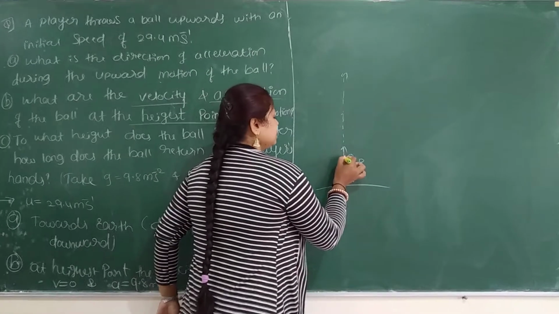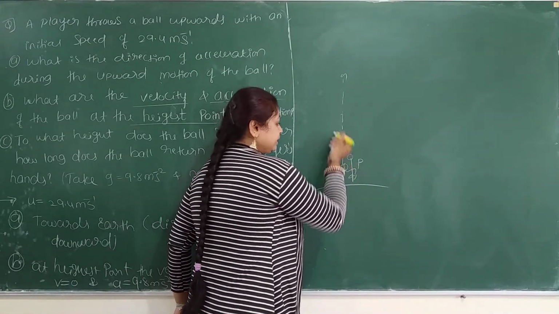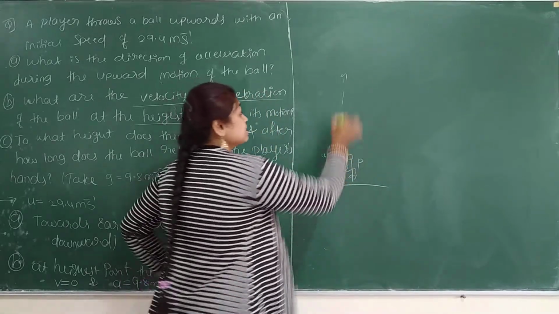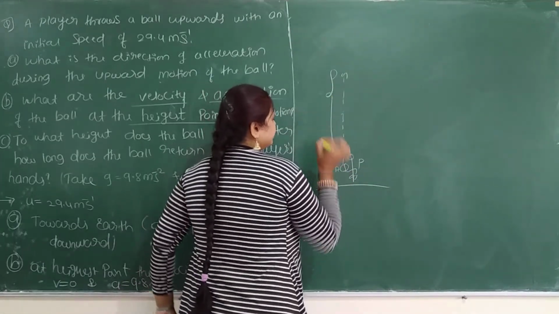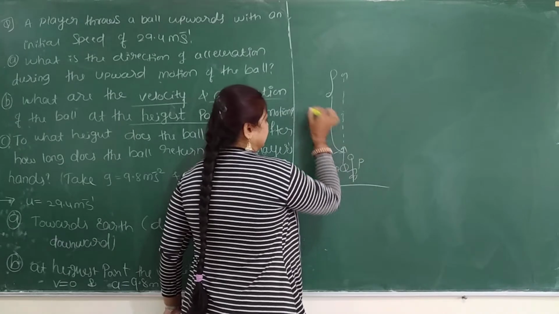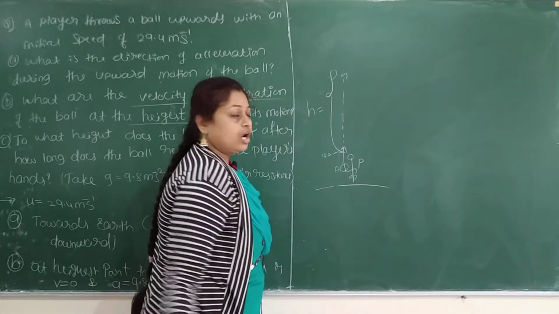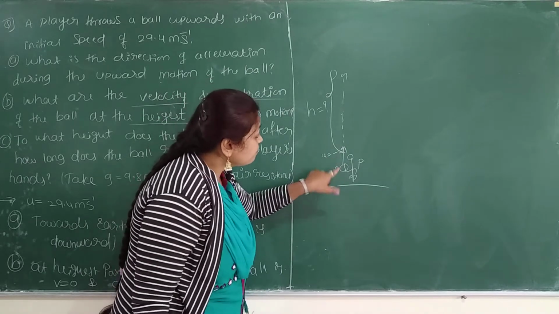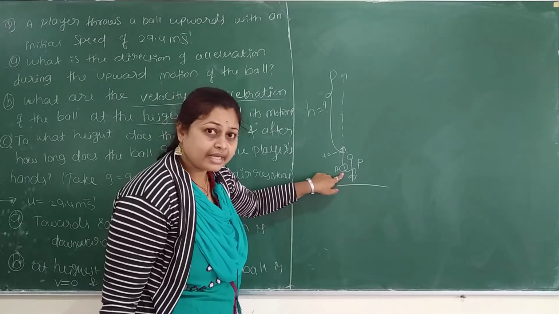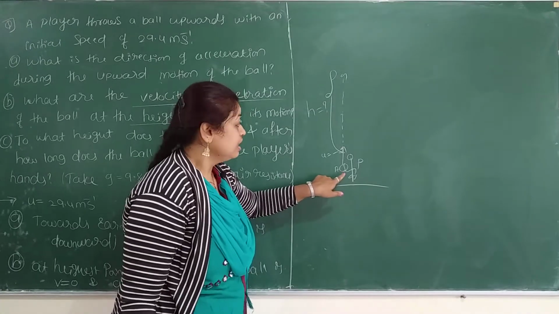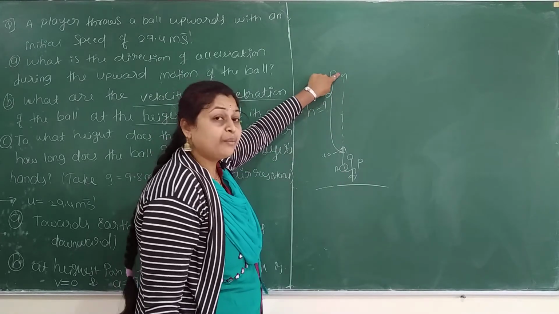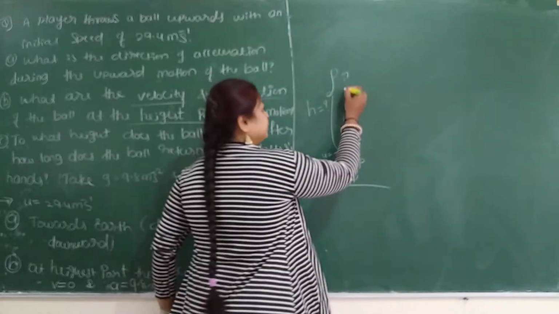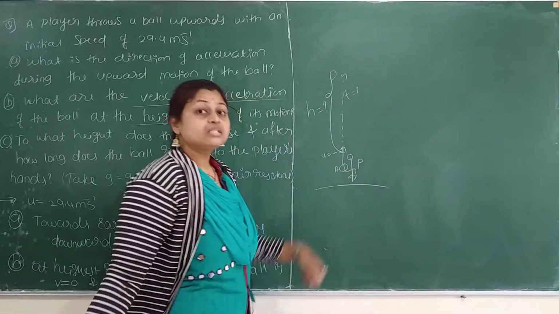So if he projects this ball with an initial velocity, it will reach the highest point from this point to this position. Let us take it as h. You have to calculate how much it is. The ball is in the player's hand, and if he throws it up to this point, it will take a certain time to reach this point.